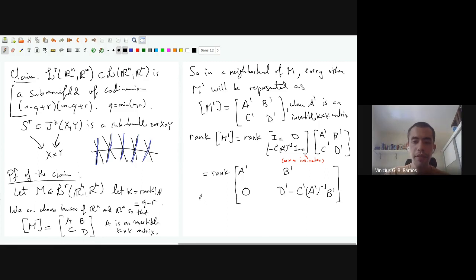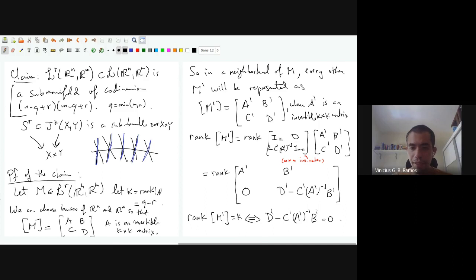Okay, so the conclusion is that the rank of M prime is equal to K if and only if this entry here is 0, because A prime is invertible. If this entry has any rank bigger than 0, so if it's not the 0 matrix, then the rank of this big thing has to be bigger than K. So this is going to be if and only if D prime minus C prime A prime inverse B prime is equal to 0.